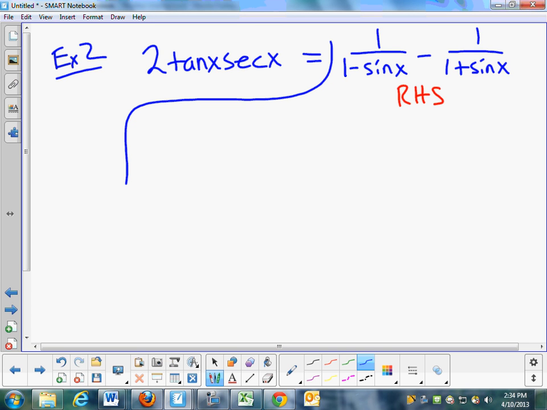Common denominators. The common denominator will be 1 minus sine of x times 1 plus sine of x, right? Okay.